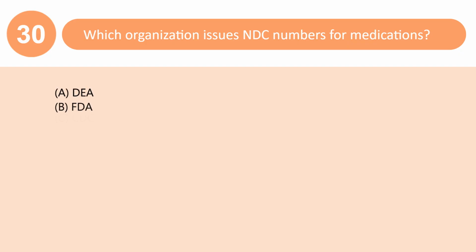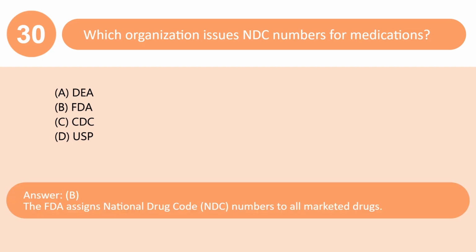Which organization issues NDC numbers for medications? A. DEA. B. FDA. C. CDC. D. USP. Answer B. The FDA assigns National Drug Code (NDC) numbers to all marketed drugs.